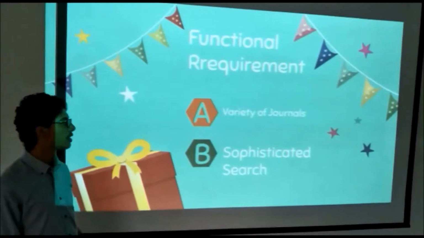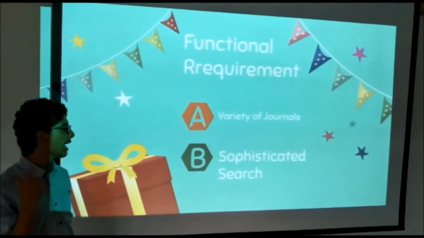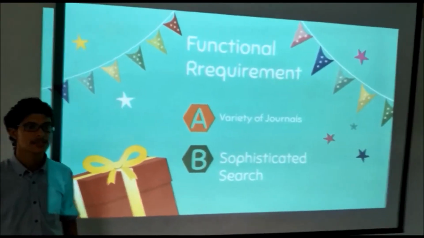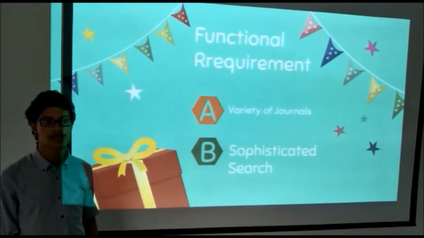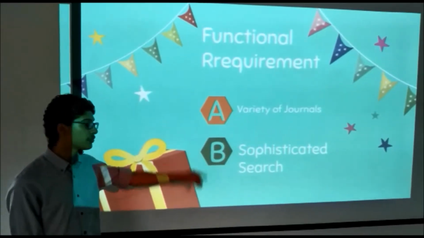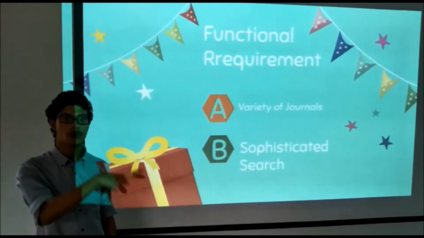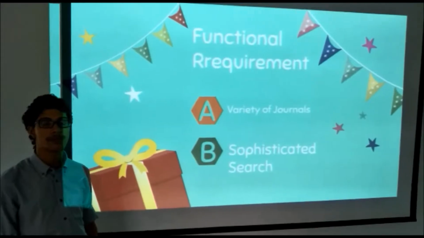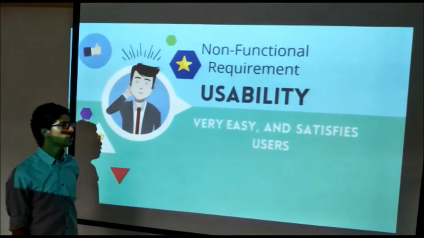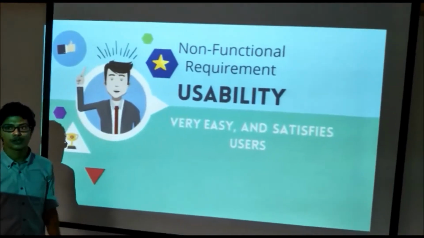For the functional requirements, we have a variety of journals and a sophisticated search. We have a variety of journals in physical sciences, engineering, health sciences, and social sciences and humanities, available by subscribing and pay per view. For the sophisticated search, you just go through it and it will give you millions of journals. For the requirements, I'm going to talk about usability, which is very easy and satisfies all the users.